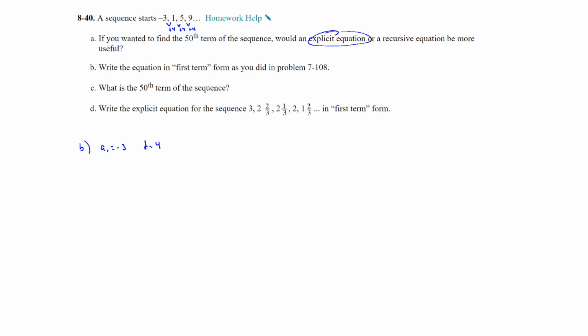is 4. So we can write it in first term form by saying T of n is equal to 4. Instead of just saying n, though, we got to go n minus 1 because we are using first term form. And then minus 3, which is our starting value, the term 1. Since, once again, we're using first term form, we don't need to go back to term 0.